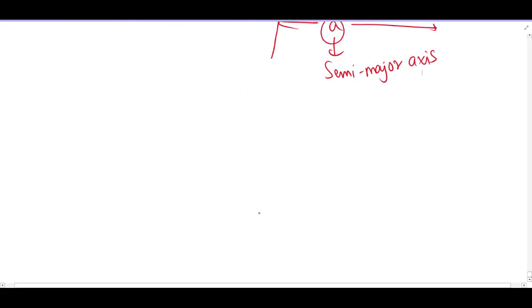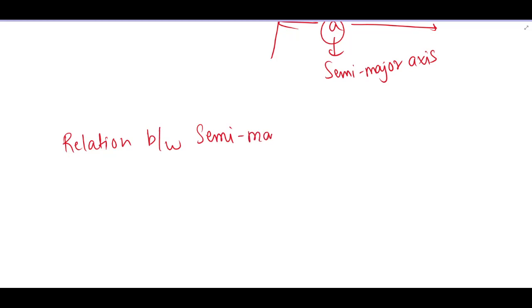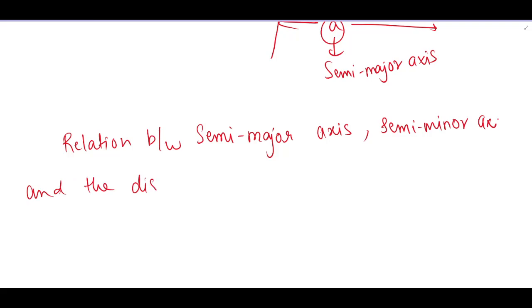So next is the relation between semi-major axis, semi-minor axis, and the distance of the focus from the center of the ellipse.